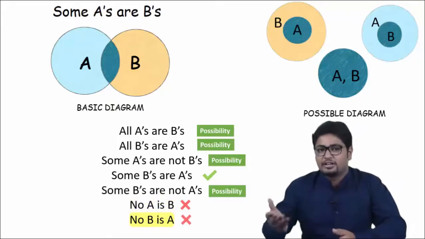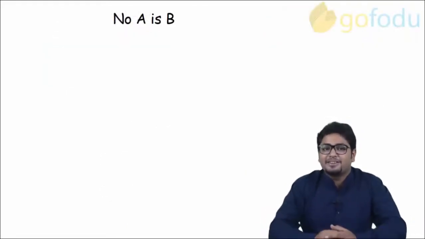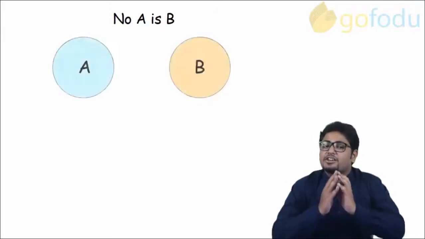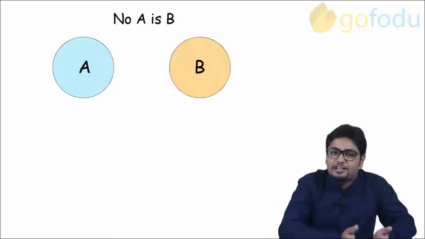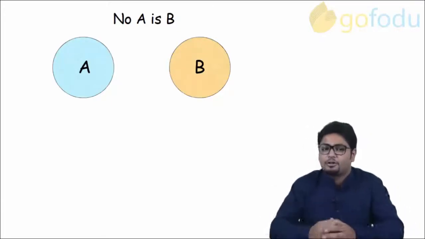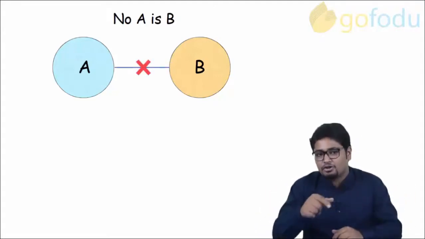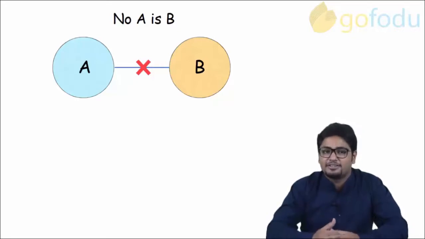Let's move to the third type. No A is B. This is the simplest of all the types. In this case, there is no such possible diagram. Either the conclusion is definitely true or definitely false. It is represented using a straight line and a cross on it. This is a negative statement.